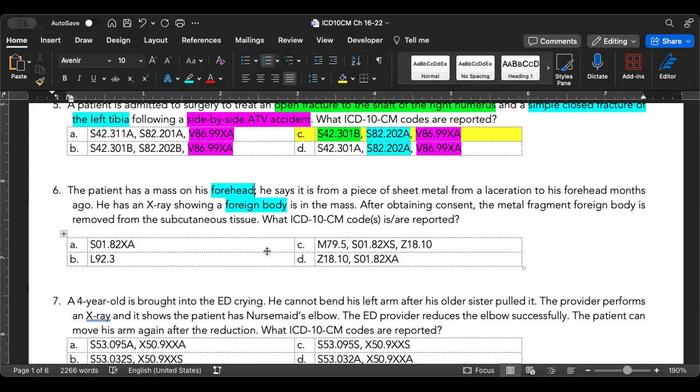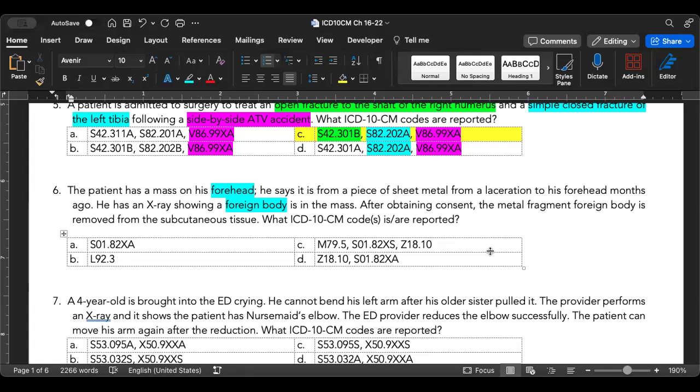Underneath retained, then we will go to fragments because it is a fragment, it's a piece of sheet metal. So that's considered a fragment. And that actually sends us somewhere else. It tells us to see something else. It says see retained foreign body fragments.